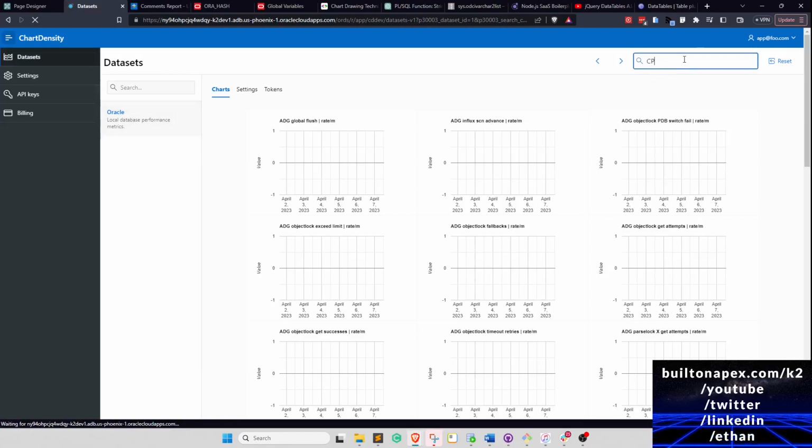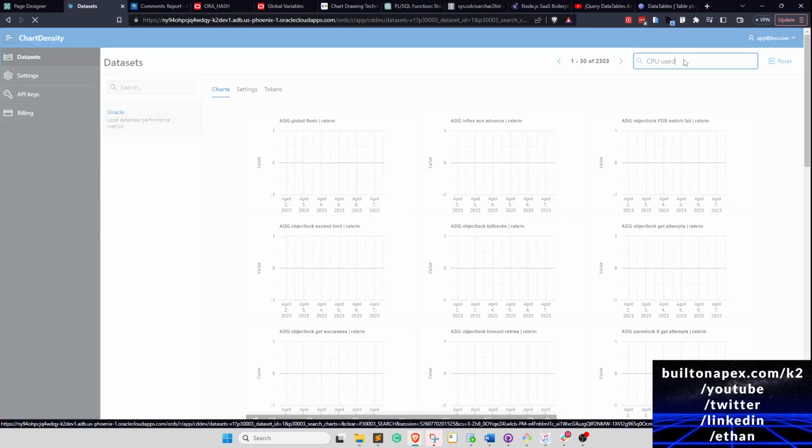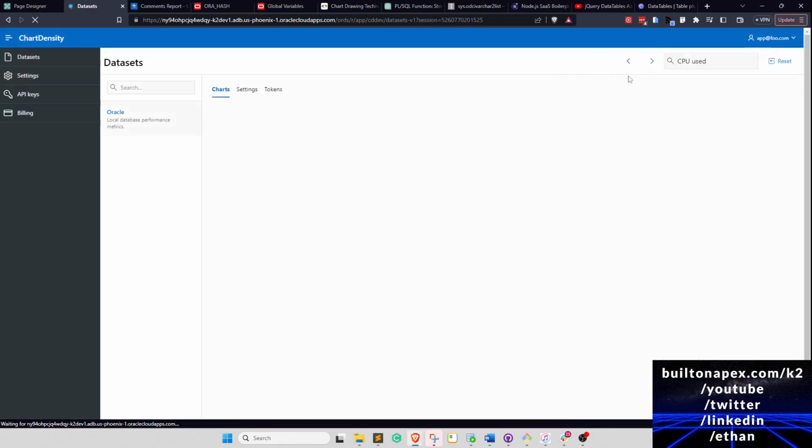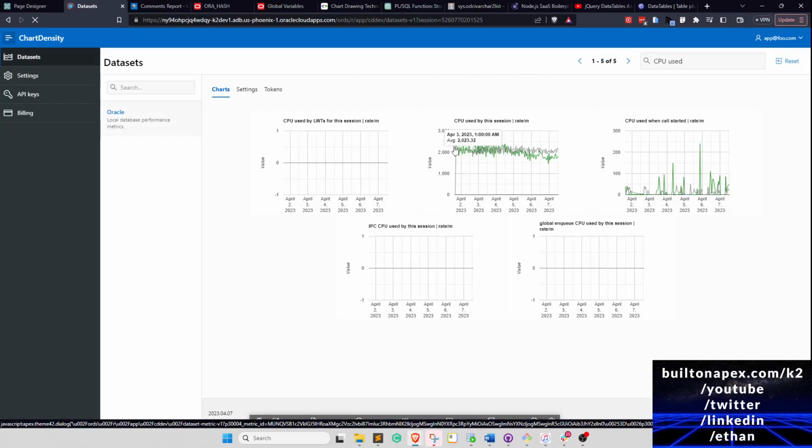So let's just go back to CPU used. We'll just hit return, and that is going to pull up how many charts? A little slow at the moment, but it has been a lot snappier. Just trust me on that. And I'm sure as I optimize and get a little bit more server resources, it'll run even snappier.